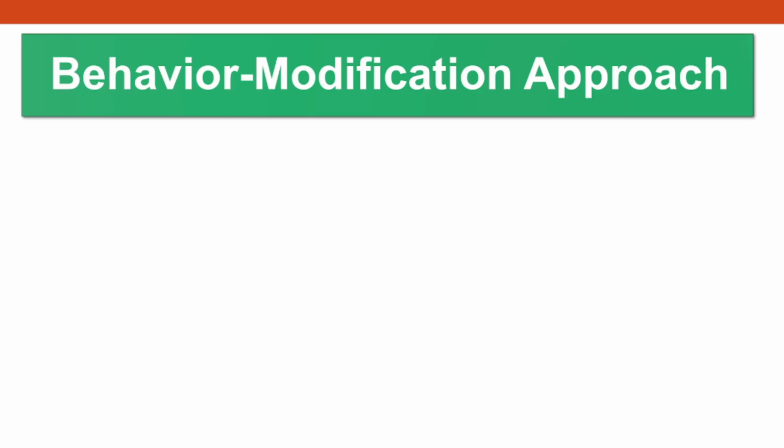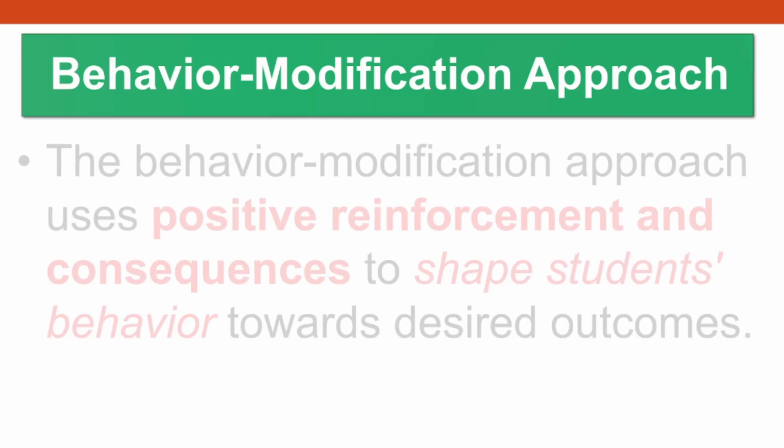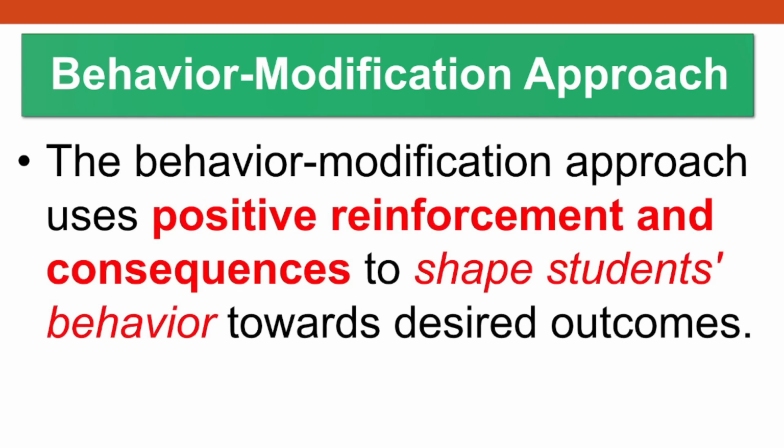Next one is the behavior modification approach. The behavior modification approach uses positive reinforcement and consequences to shape students' behavior towards desired outcomes. Imagine using a system where positive behavior is rewarded, and negative behavior has consequences. Over time, students learn that good behavior leads to positive outcomes, encouraging them to act responsibly.